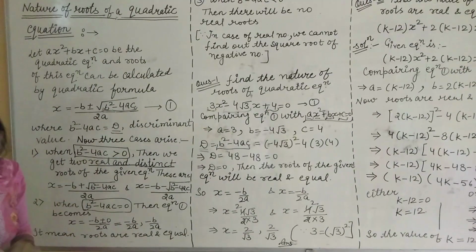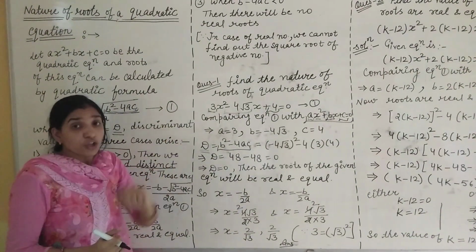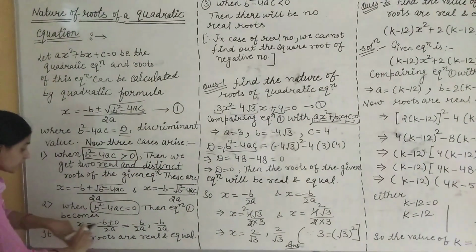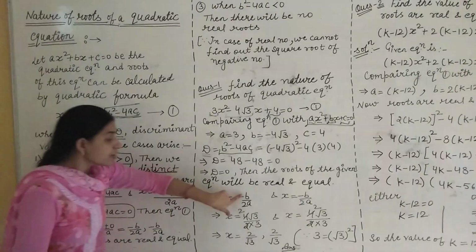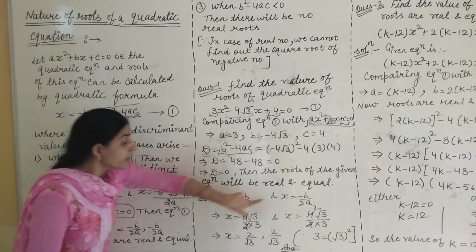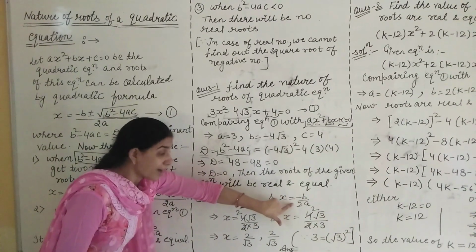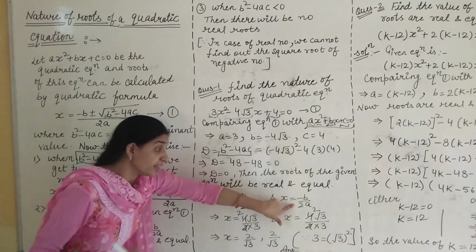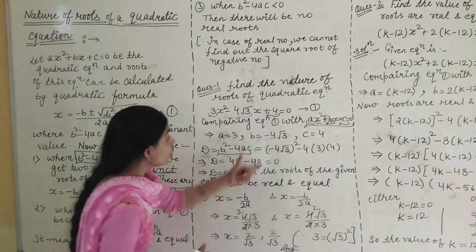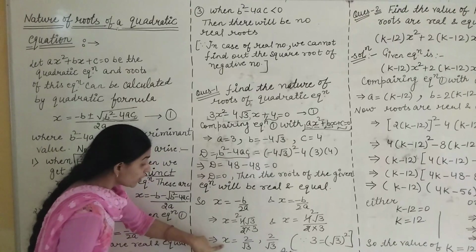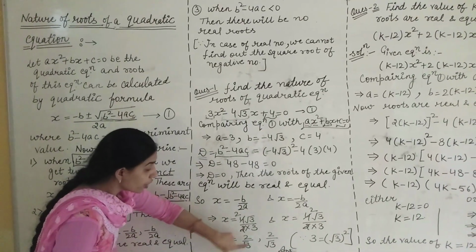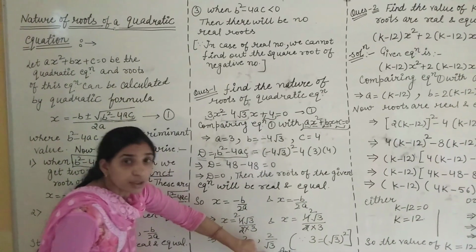Now what are the values of the roots? To find them, use the formula x is equal to minus b upon 2a. Here also x is equal to minus b upon 2a, because the roots are real and equal. Put the values of a, b, c, which are already given here, and calculate the roots. The roots are 2 upon under root 3 and 2 upon under root 3.